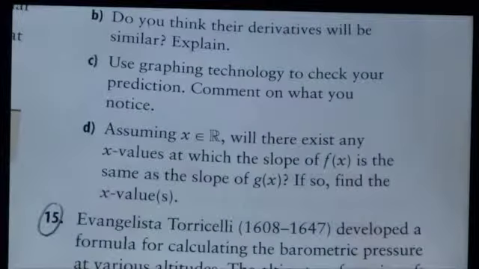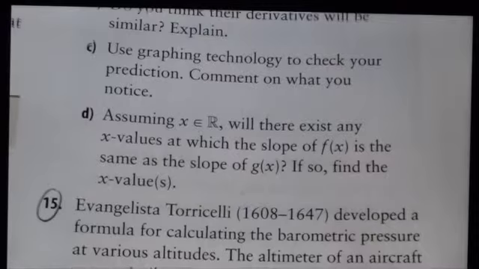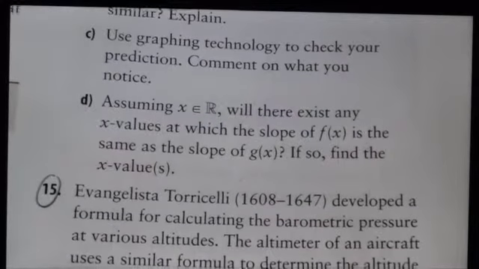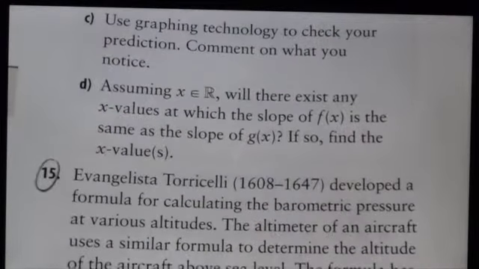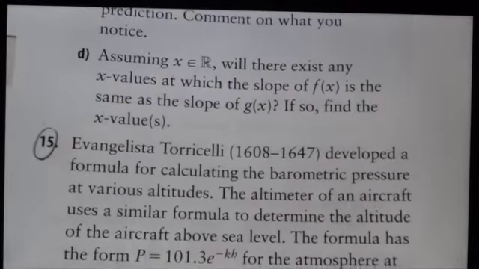Calculus and Vectors, grade 12 textbook. The initial question states, Evangelista Torricelli developed a formula for calculating the barometric pressure for various altitudes. The altimeter of an aircraft uses a similar formula to determine the altitude of the aircraft above sea level.